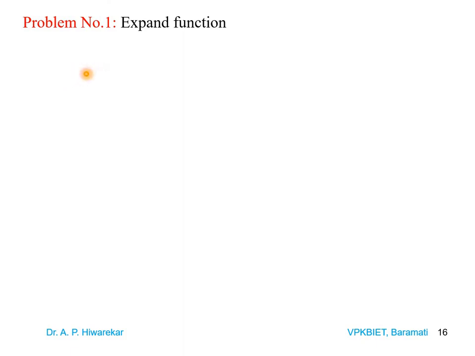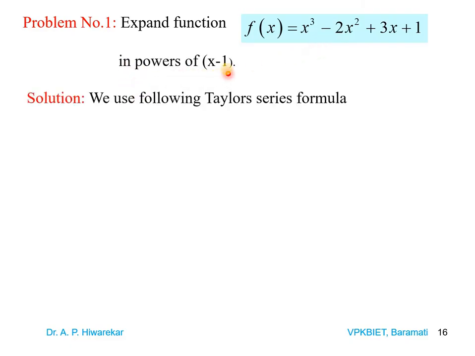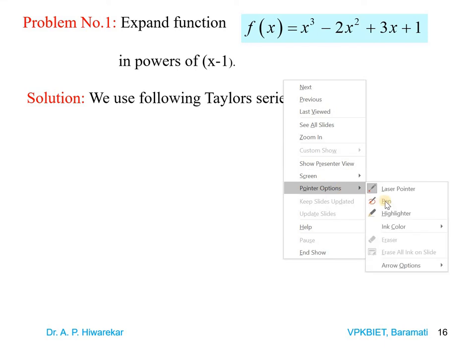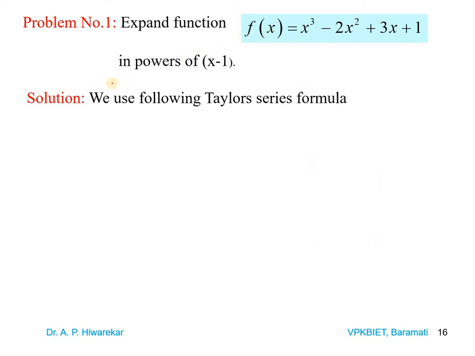Now we will go to problems. First we solve problems based on Taylor series and then we go to problems on Maclaurin series. So expand the function, this is problem number 1. f(x) is equal to x cube minus 2x square plus 3x plus 1 in powers of x minus 1. Okay. So what we have to do? We have to expand this function in powers of x minus 1.